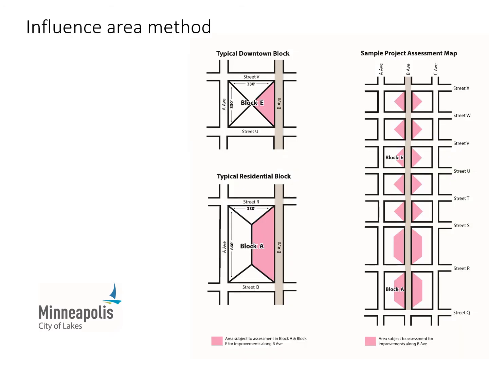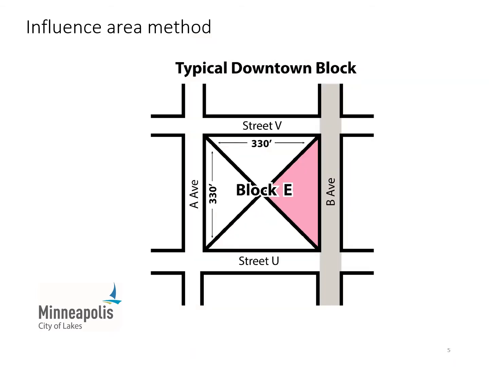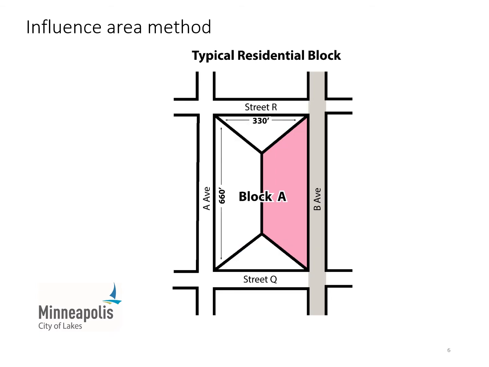The influence area method involves bisecting the angle at each street intersection to create non-overlapping areas of influence. Doing this creates four triangular influence areas in a typical downtown block, like the example on this slide, and trapezoidal and triangular shapes in a typical residential block, like the example on this slide.